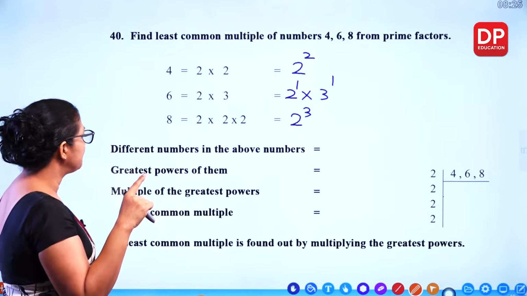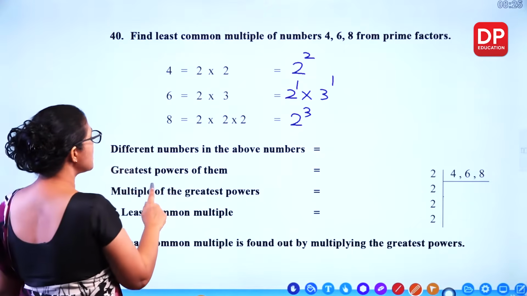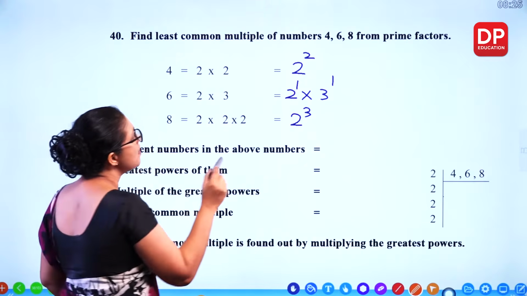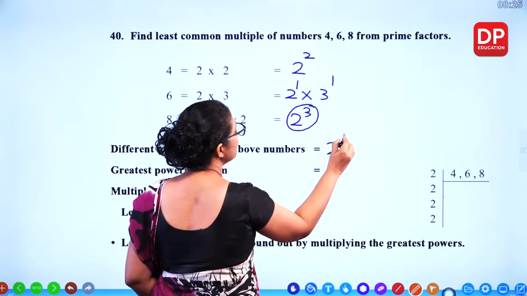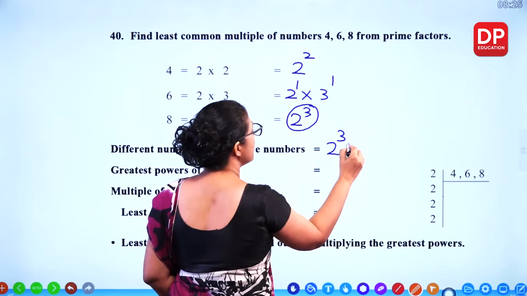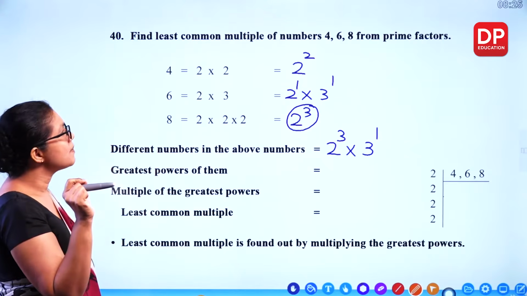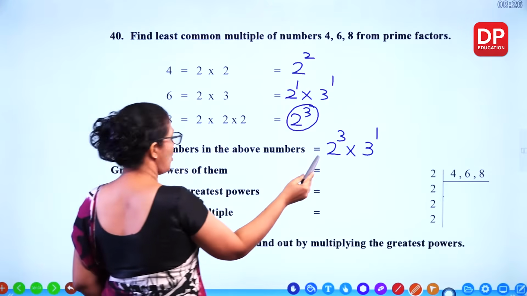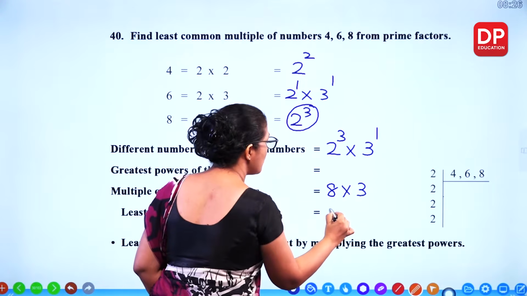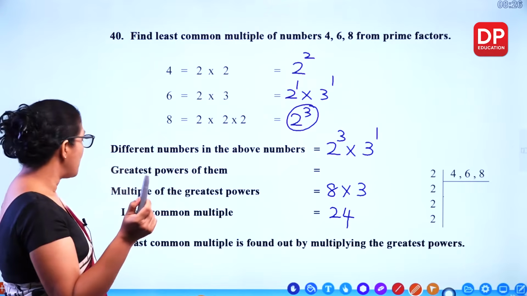So we are taking the different numbers with the maximum power, the greatest power of them. If you take 2's, the maximum is 2 to the power 3. And then you get 3 here. So that's the least common multiple. Now, what's 2 to the power 3? That's 8 times 3, you get 24. So, the previous one also we got 24 as the least common multiple.